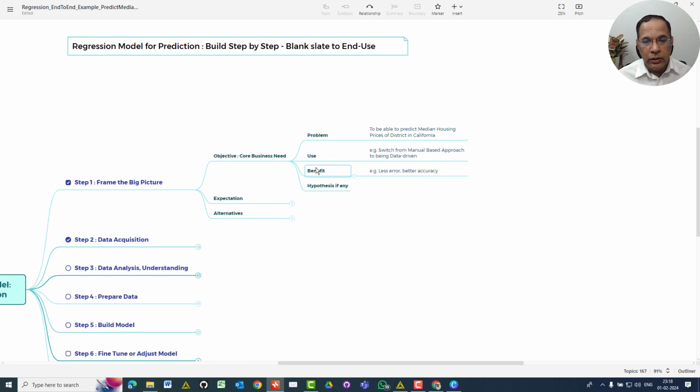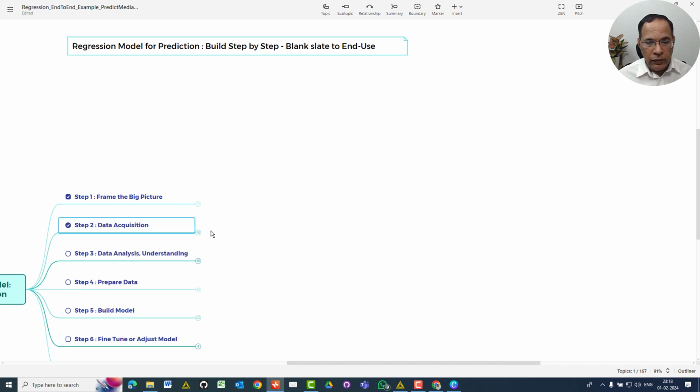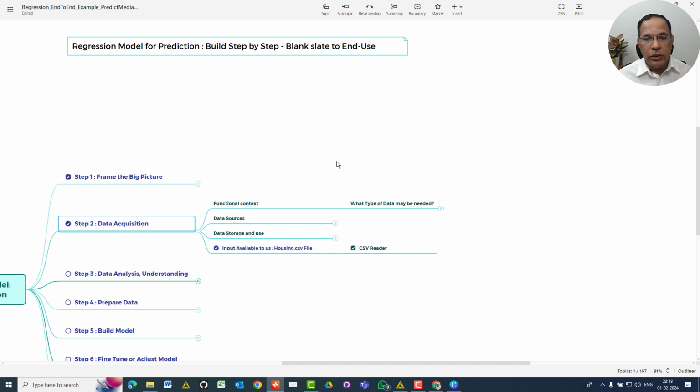So we've looked at trying to get an understanding from a business context. What's the problem? What's the benefit? What's the expectation? What are the alternate solutions available, and so on and so forth. So these are the questions you're going to ask. Try and get an answer as much as you can. And then we talk about, okay, given the problem and the objective and what I want to achieve, how do I go about procuring this data?